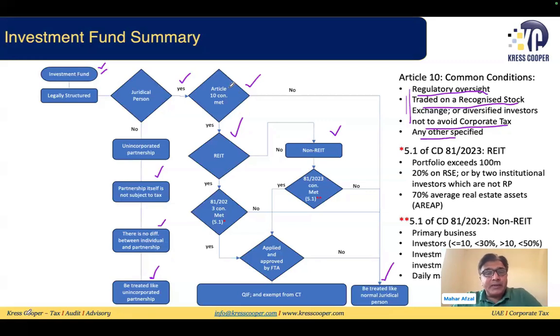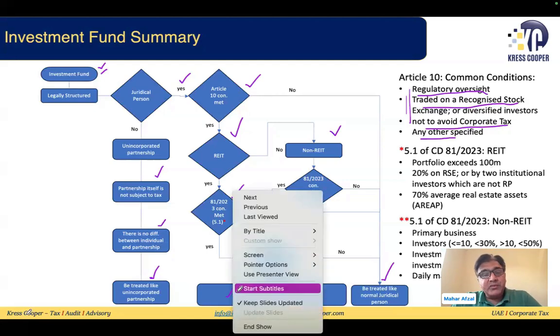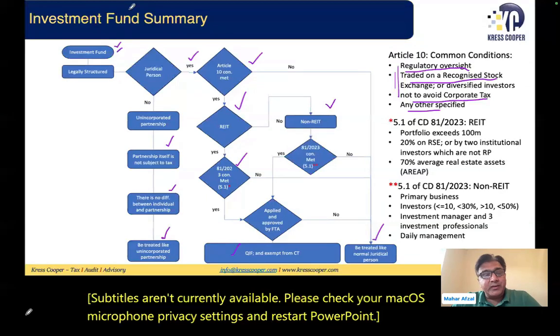So these Article 10 conditions are satisfied, and the REIT conditions are satisfied as required under Cabinet Decision 81 of 2023. If these conditions are satisfied, then the REIT can apply to the FTA to be classified as a qualifying investment fund. If the FTA approves, then it will become a qualifying investment fund and income will be exempt for corporate tax purposes.